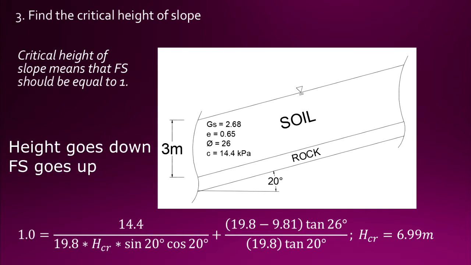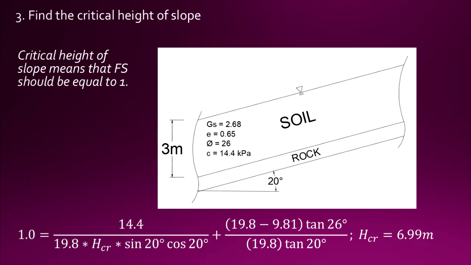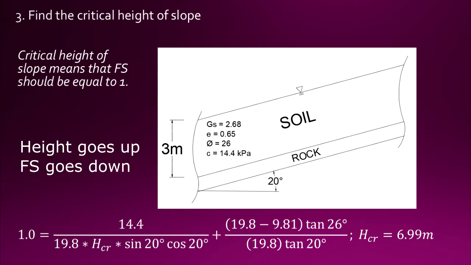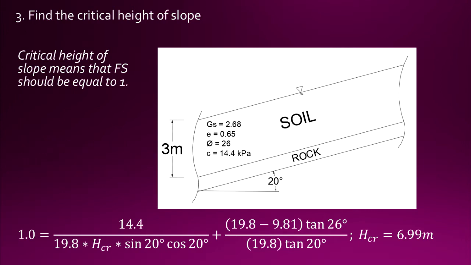If the height is less than 6.99, then the factor of safety goes up, which means that this angle would still support the soil at that height. If the height goes beyond 6.99, what would happen? The soil would fail, similar to a landslide, so this angle cannot support that height. So to determine the critical height, the factor of safety should be equal to 1. At the height of 6.99, this is still safe.